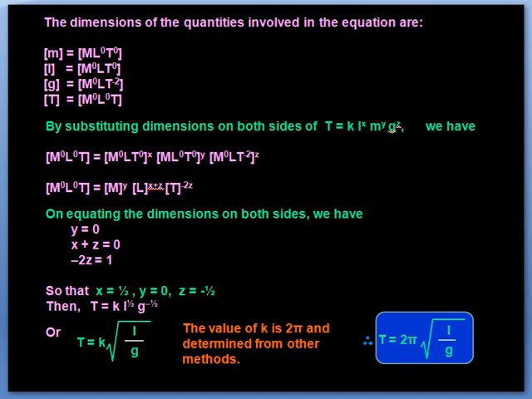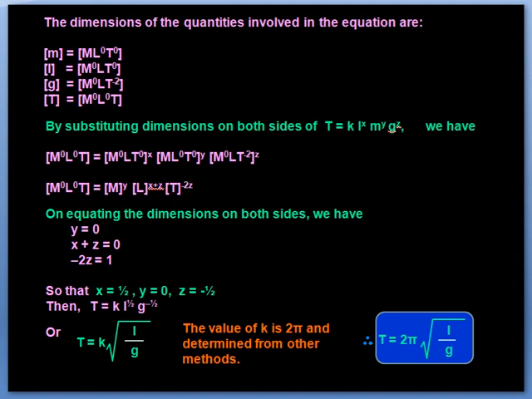On substituting the value of x, y and z, we'll get T equals K L^x... here M power y is 0, M power 0 means 1. So finally we'll get T equals K L^(1/2) g^(-1/2). The g^(-1/2) can be written in the denominator. So we get T equals K L^(1/2) upon g^(1/2). 1/2 can be written as under root. So T equals K root L upon g.